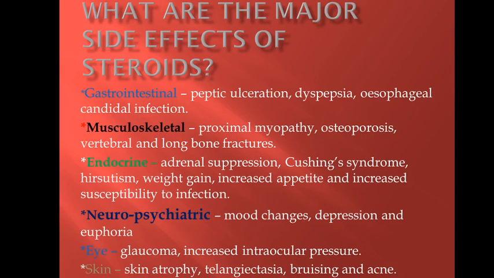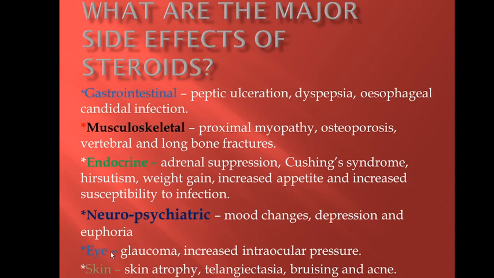The third system is the endocrine system, and steroids affect it and lead to adrenal suppression, Cushing's syndrome, hirsutism, weight gain, increased appetite, and increased susceptibility to infection. The next system is the psychiatric system, which affects the mood: mood changes, depression, and euphoria.